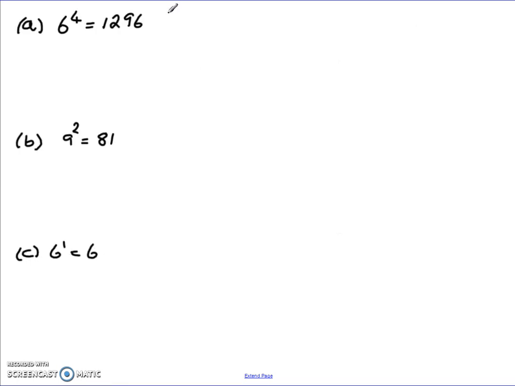Okay, so let's have a crack at question 1. So first one was 6 to the power of 4 equals 1296. Now remember, logarithmic form is when we have something equals log to a base of something else. So x equals log to the base a of y, something along those lines. And remember, we could take an expression that's written as x to the power of a equals y and write it in that form by doing a equals log to the base x of y. That's how we turn it into logarithmic form.